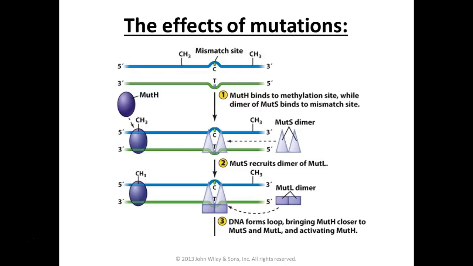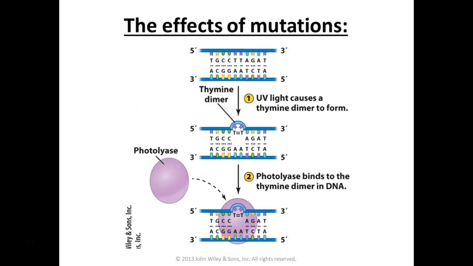Before we methylate it, we check it. That's what mismatch repair checks and fixes, those base substitutions. Of course, I already told you, what causes these thymine dimers? UV light. Can we fix it? Sure thing. There's an enzyme known as photoligase that binds the DNA.